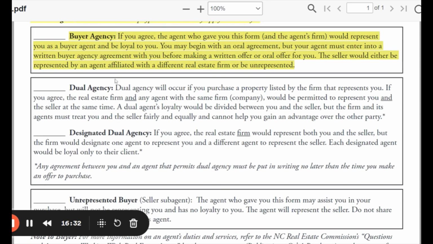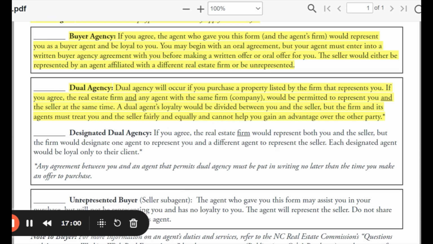So this is a buyer's agency. When someone is representing you as a buyer's agent, you are a buyer client looking to purchase a home. Next up is dual agency. Dual agency will occur if you purchase a property listed by the firm that represents you.